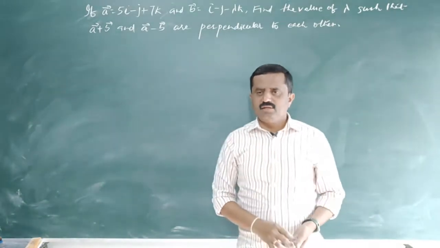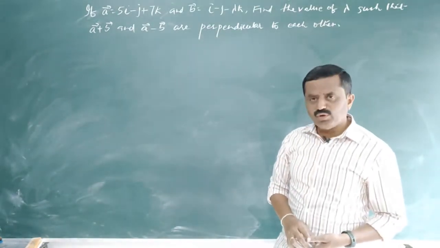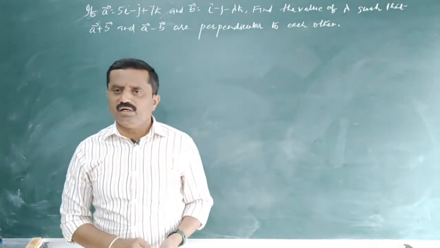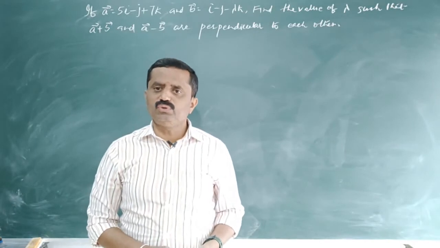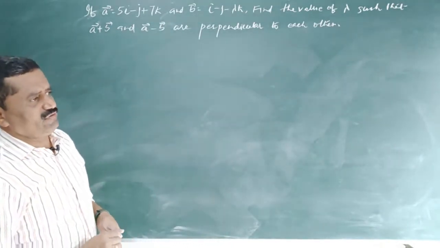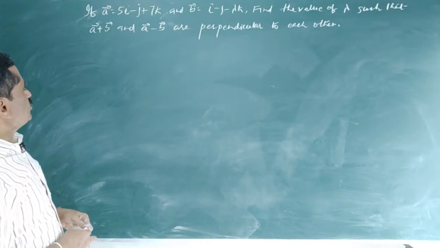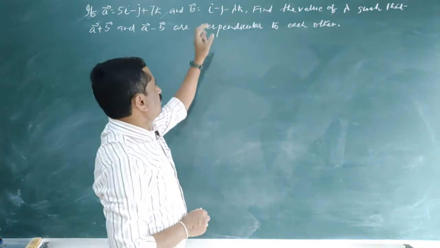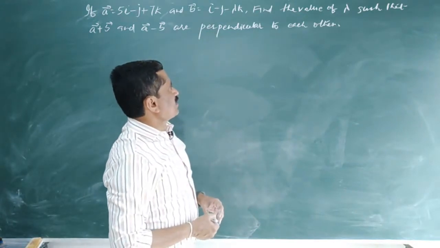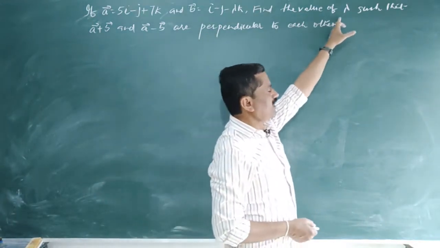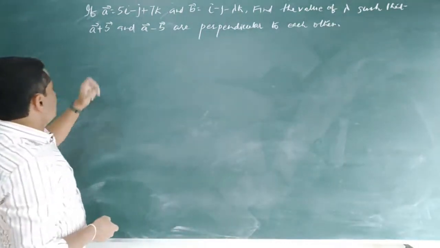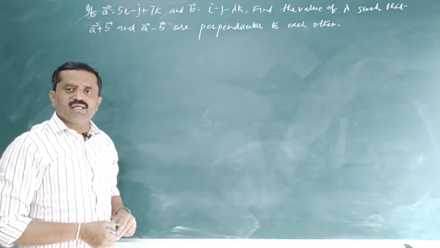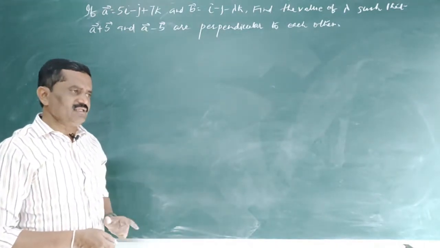Dear children, let us solve some more problems on dot product or scalar product of two vectors. So here we have, if A bar is equal to 5i minus j plus 7k and B bar is equal to i minus j minus lambda k, find the value of lambda such that A bar plus B bar and A bar minus B bar are perpendicular to each other. So we have to find the value of lambda.